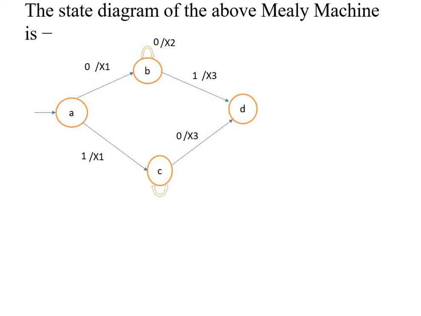Next, C on 1, output is X1. Next, D on 0, the next state is D and output is X1. D on 1, output is X2. So this is the state transition diagram for the Mealy Machine according to its state transition table.